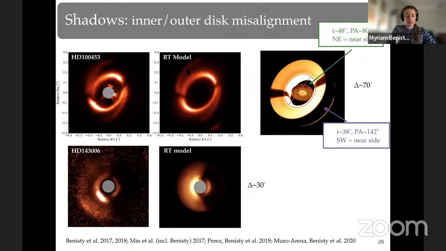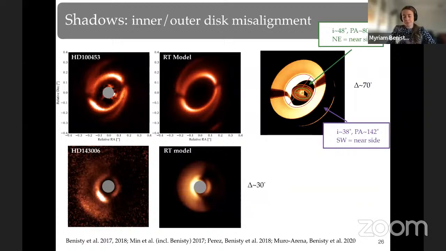Another feature that we see in the infrared are what we call shadows. So these are examples of 2 disks that show these dark regions here. Here, this is a disk that has also a cavity, and that's the coronagraph that we use in the infrared. And this is our radiative transfer model that reproduces quite well the observations. And to reproduce this observation, we had to consider an outer disk that would fit this ring, but to misalign the inner disk by 70 degrees. So we used an inclination and position angle for the inner disk and for the outer disk.